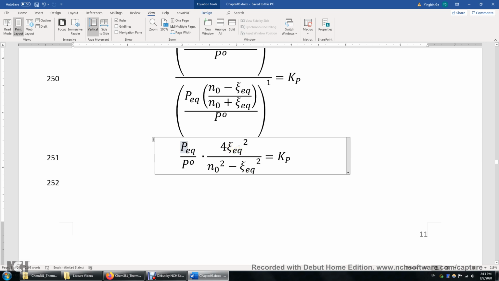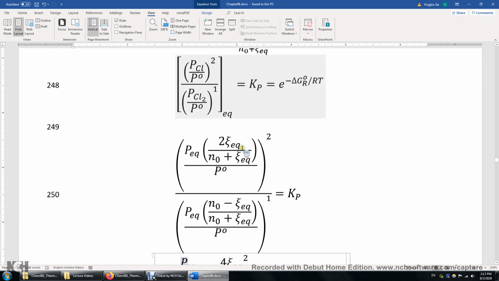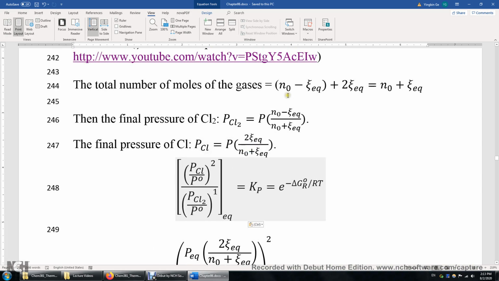After getting this ξ, we can just calculate the number of moles of the chlorine atoms, the number of moles of the Cl2 molecules, and also we will be able to compute the equilibrium pressure of Cl2 and the equilibrium pressure of the chlorine atoms.